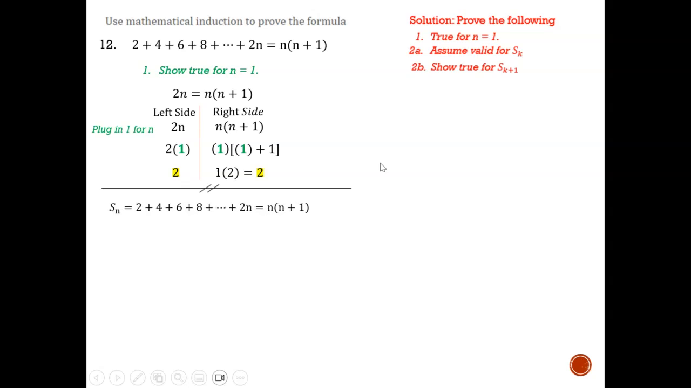So for step 2, all we're doing is replacing n with k. So it's going to be 2 plus 4 plus 6 plus 8 plus up to 2k equals k times k plus 1. Again, I just replace n with k.